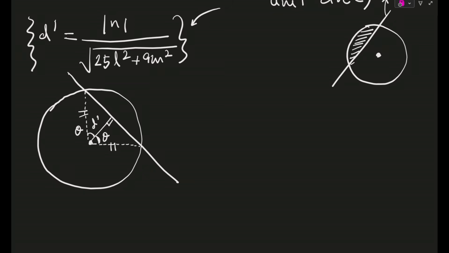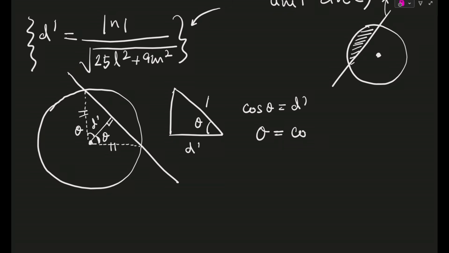It's a property of circles: because the two lines have the same length, they will subtend the same angle at the center. So if we do a little bit of trigonometry, in this triangle, the hypotenuse is 1 and this side is d dash. If we find cos theta from here, then cos theta comes out to be d dash. So theta is basically cos inverse d dash.